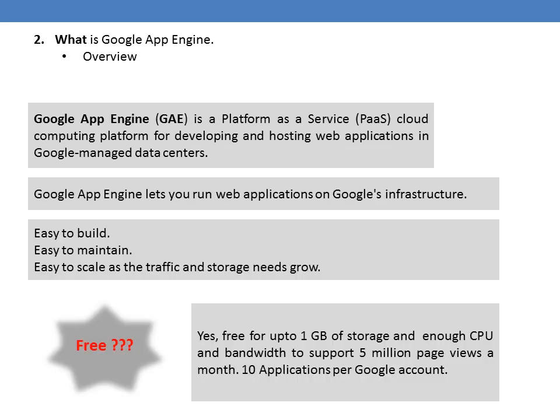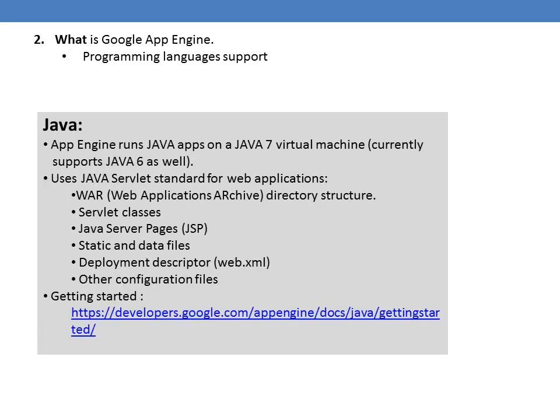Google App Engine is a platform as a service cloud computing platform for developing and hosting web applications in Google managed data centers. Google App Engine lets you run web applications on the Google infrastructure. Easy to build, easy to maintain, easy to scale as traffic and storage needs grow. It is free for up to 1 GB storage and enough CPU and bandwidth to serve 5 million page views a month. 10 applications per Google account.